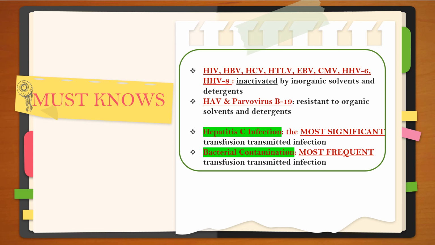Moving on, okay class, this is a very common and frequent board exam review question. When the question asks for the most significant transfusion transmitted infection, the answer is hepatitis, most particularly hepatitis C infection. But when the question asks for the most frequent transfusion transmitted infection, the answer is bacterial infection.